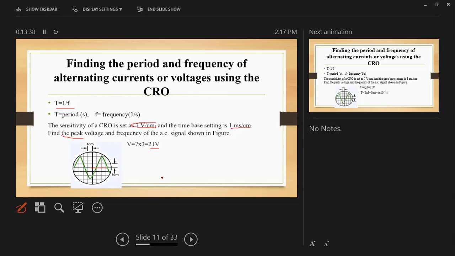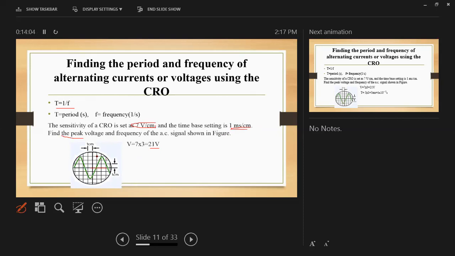Second, we have to find the period in order to find the frequency. To find the period is easy, because 1 millisecond per centimeter means each part is displaced by 1 millisecond per centimeter. For this part, you have to count the number of squares between two peaks. Look here: 1, 2, 3, 4, and 5. There are 5 squares.